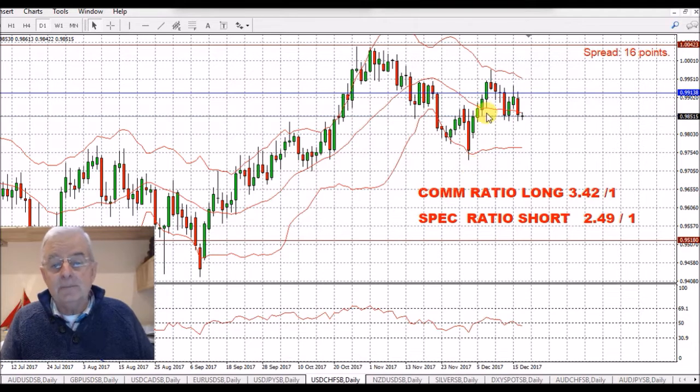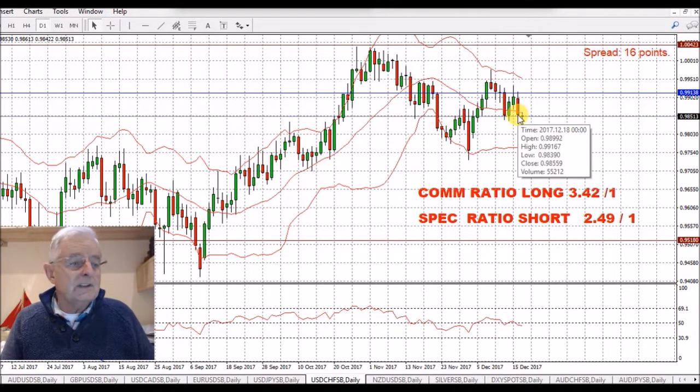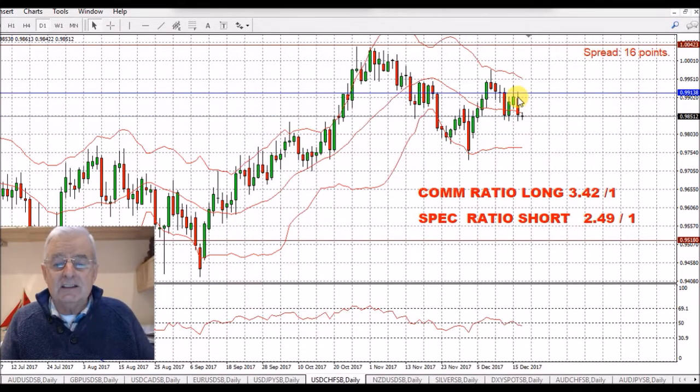USD Swiss franc. We've seen more strength on the Swiss franc. In fact, I think it's probably more weakness on the US dollar yesterday, and we've come down to recent lows. We're at support at the moment. We could really do with breaking through that to give us a bit more strength on the Swiss franc. We've got a long ratio of 3.42 to 1, which is reduced from the last 2 or 3 weeks. We're below the 50 on the RSI, and I think we're going to move a bit further down.